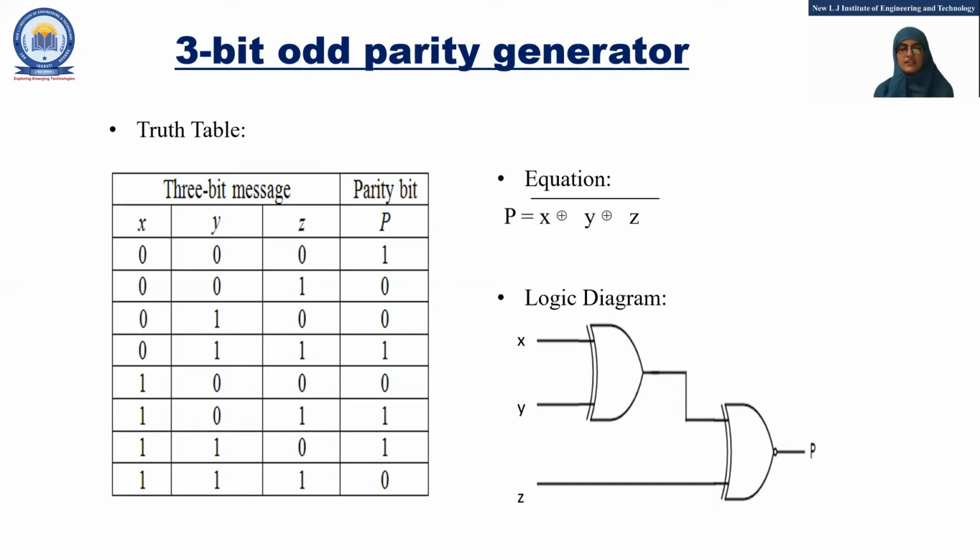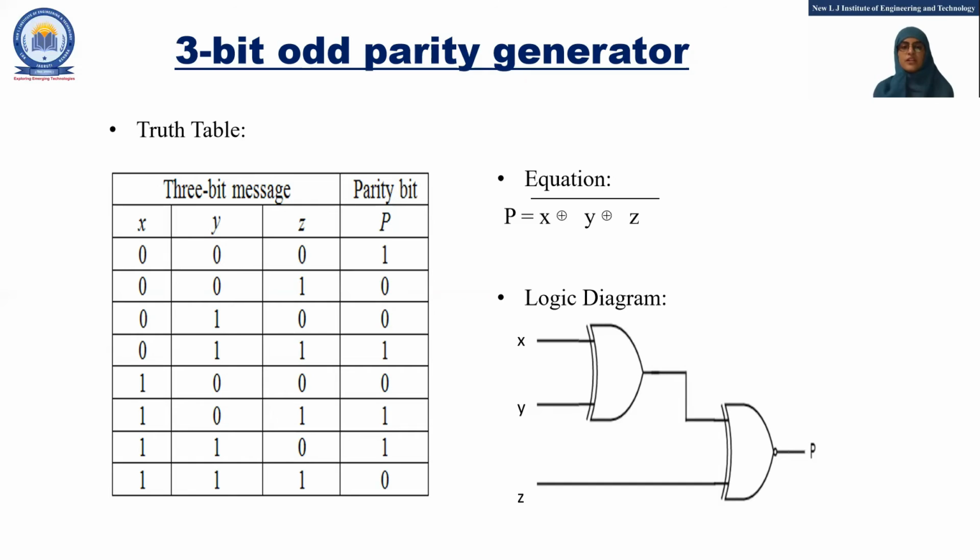For next combination, which is 0, 1, 0, the number of ones in 3-bit message is 1. So the parity bit will be 0. For the combination 0, 1, 1, 2 number of ones are present, which is even. So to make this odd, we will add parity bit as 1 because this is odd parity generator. Same for other cases, and for case 1, 1, 1, the total number of ones are odd. So we will add parity bit as 0, which makes the whole message have a total number of ones as odd.